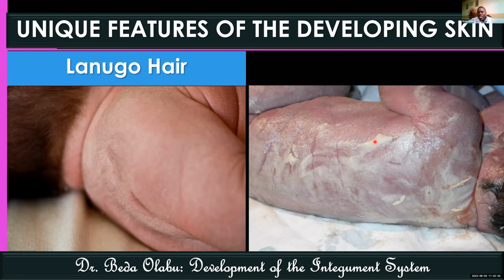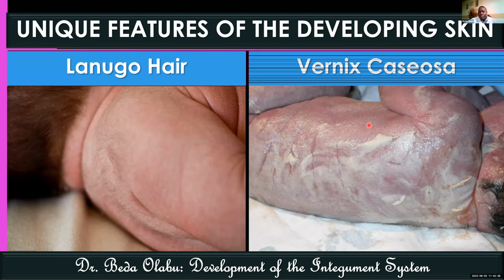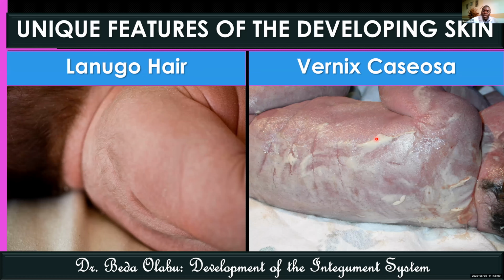This whitish paste, which is on the skin of the baby, is called vernix caseosa. Vernix caseosa is basically secretions of the sebaceous glands. So as the skin develops, you have a whitish paste on the surface of the baby, which you call vernix caseosa. It contains secretions of sebaceous gland, but may also contain some dead material as well, including hair.